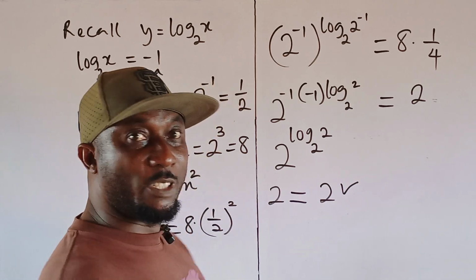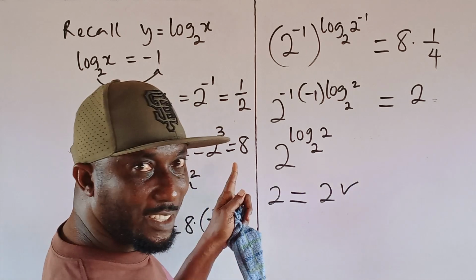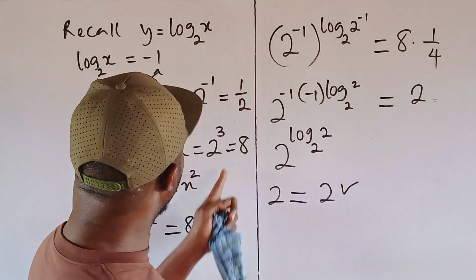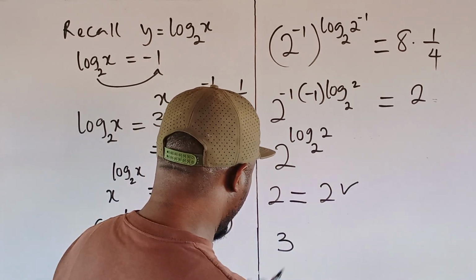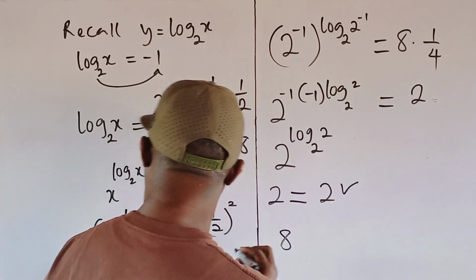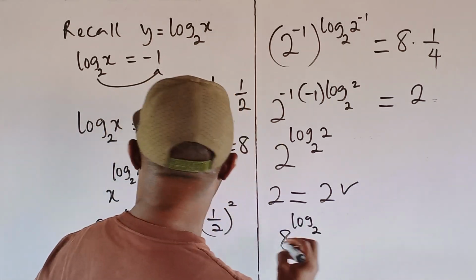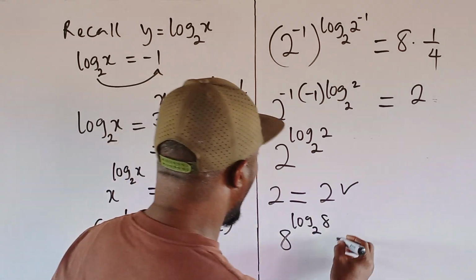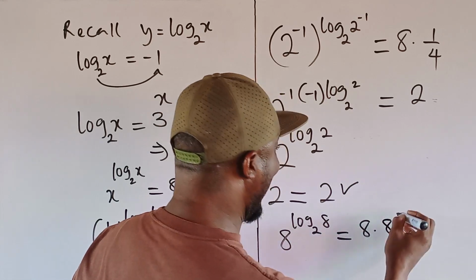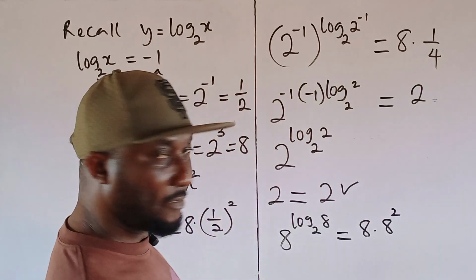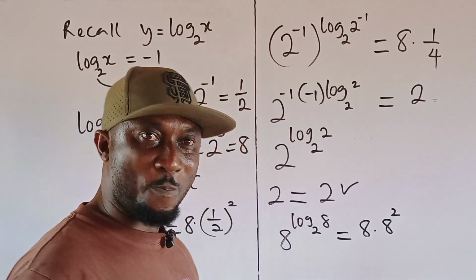So again, let's also test when x is equal to 8. When x equal to 8, we are going to have 8 raised to the power of log to base 2 of the argument 8. Will it be equal to 8 multiplied by 8 squared? Then again, 8 is 2 cubed.